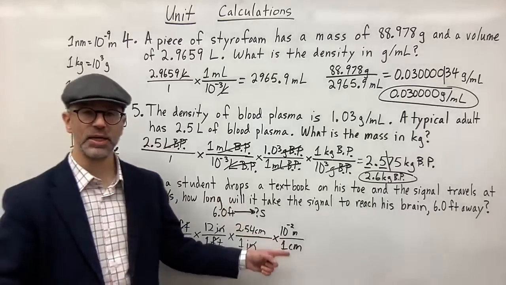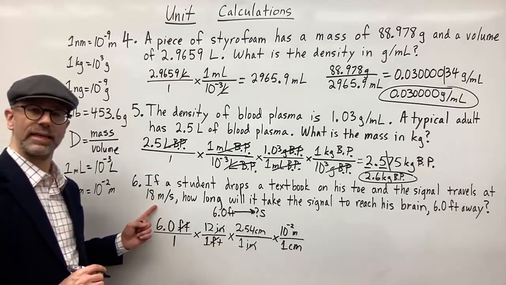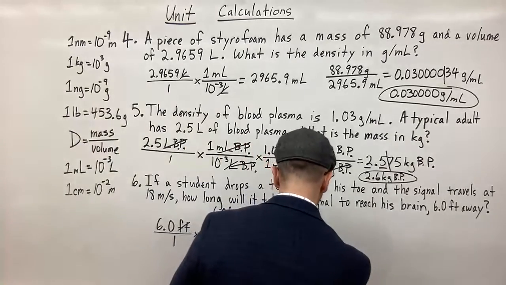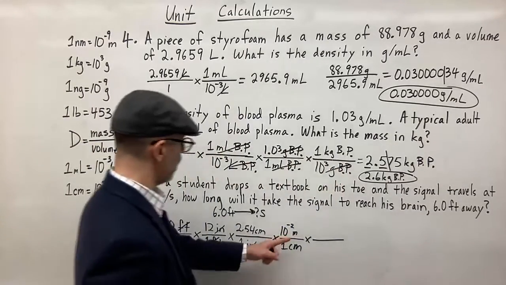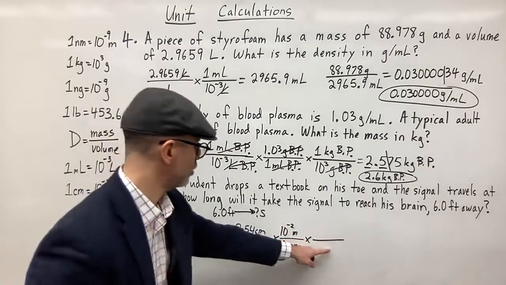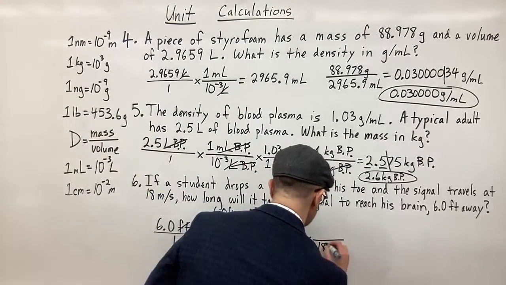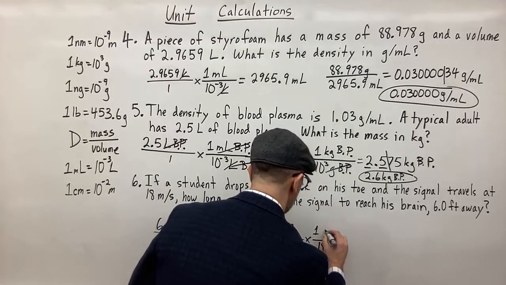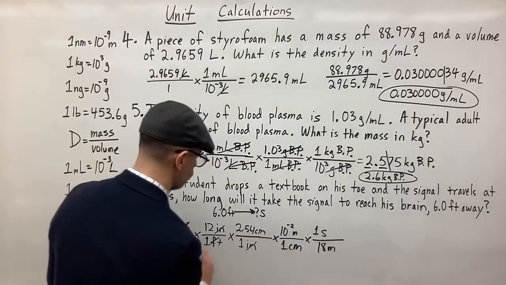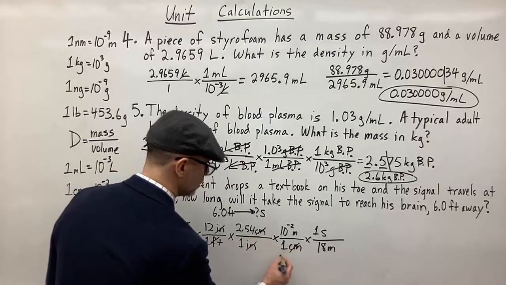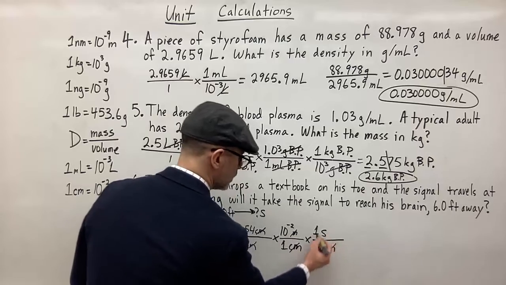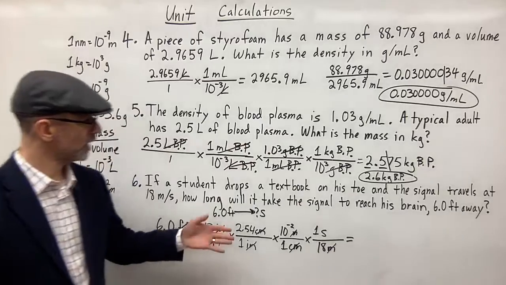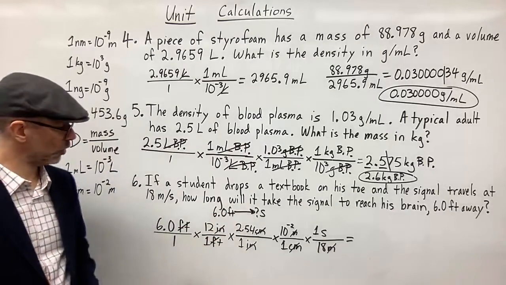So now that I have meters, I can use the 18 meters per second to convert to seconds. So that's my last one. So meters is on top, so I'm going to put meters on the bottom. So 18 meters on the bottom and 1 second on top. So, oops, I forgot. Centimeters cancels out. Meters now cancel out. And I'm left with seconds, which is what I want. Seconds is time. They want to know how long it'll take, so we'll end there.